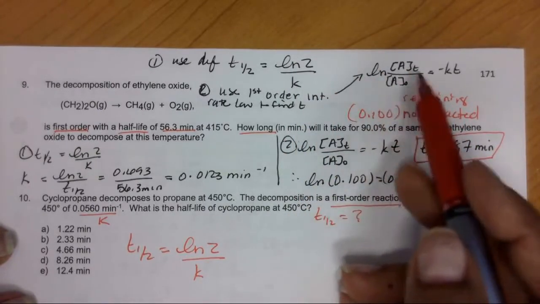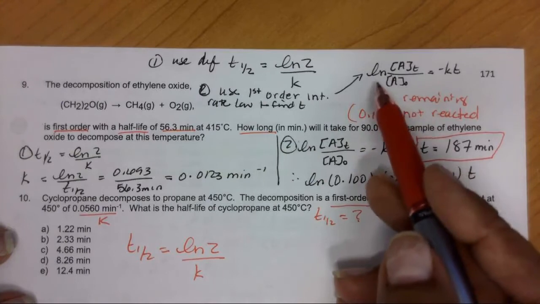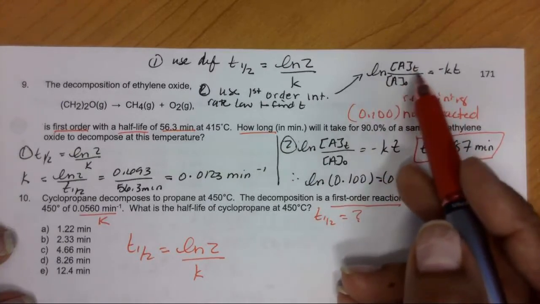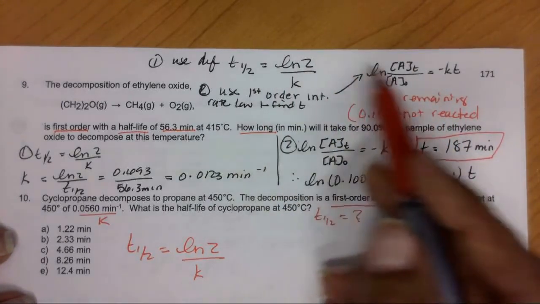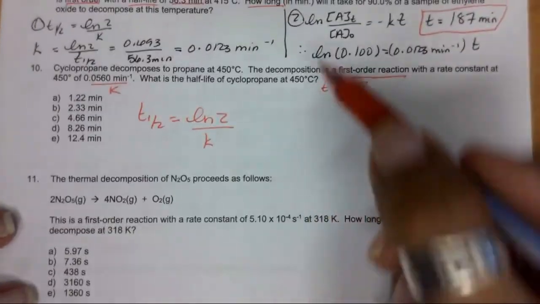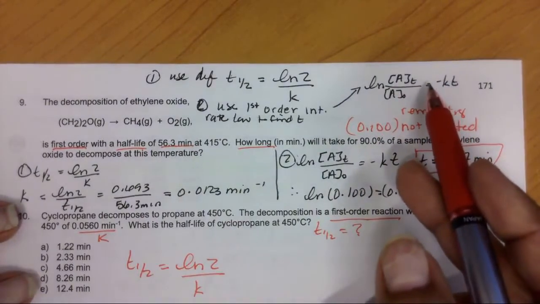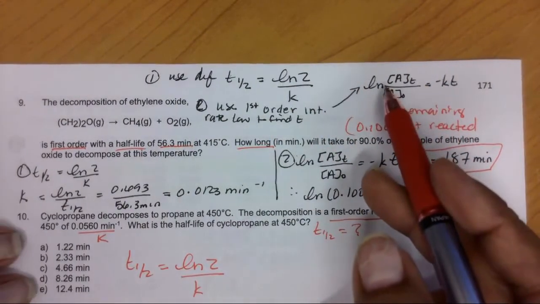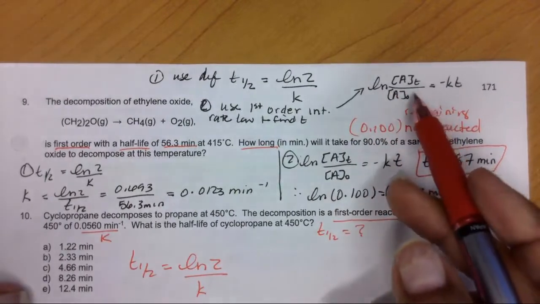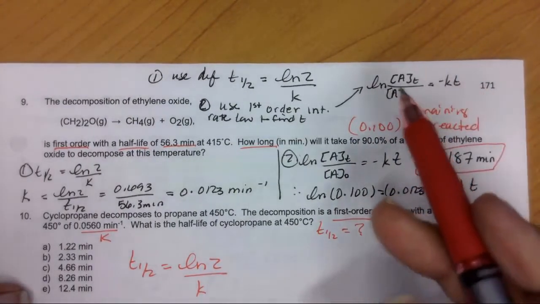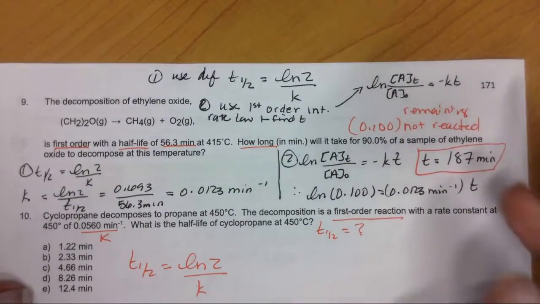Okay, and you need to know your log properties in order to rearrange this if you need to make it easier to work with. All right, but you've got to know these. They're obviously going to be on your useful information page, but you have to know that these are associated with the first order. It's not going to do you any good to look at these integrated rate laws and not know what order they're with, or you're going to be lost.